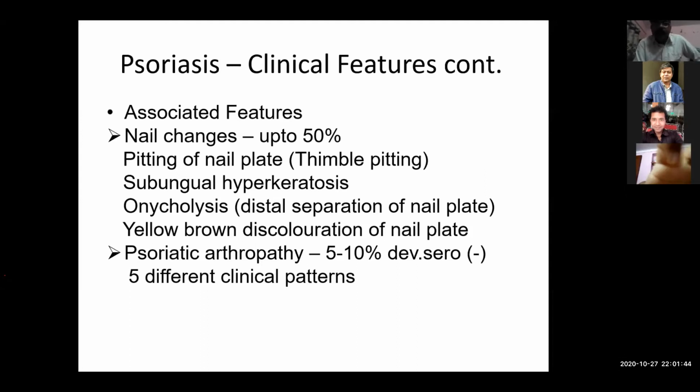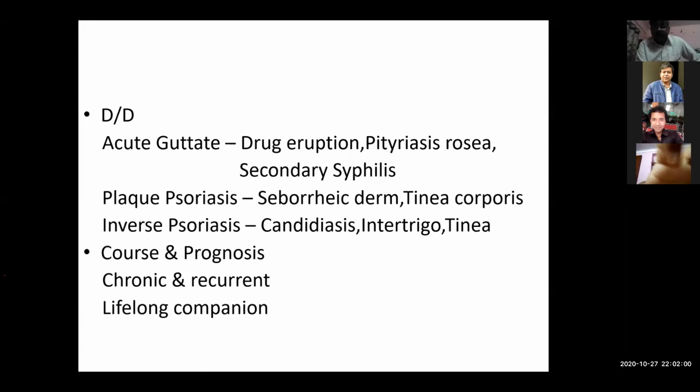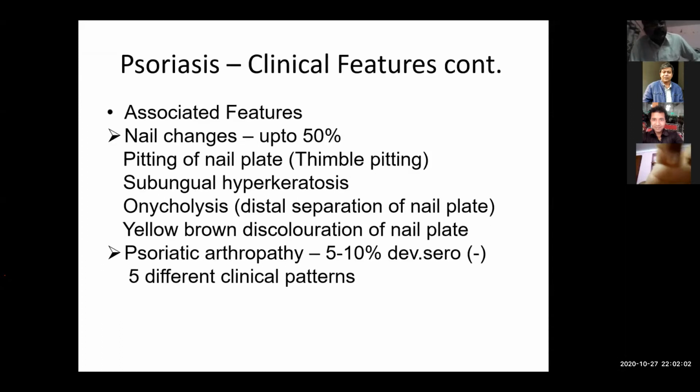Yellow brown discoloration of the nail plate is also an important criteria. Another important associated feature in case of psoriasis is arthropathy. Though seronegative, it can develop in 5 to 10% of cases. It has 5 different clinical patterns. We'll not discuss the different clinical patterns. If you have time, you can read up from standard textbooks, but it can be pretty debilitating also. It can only involve the phalanges, or it can be widespread, involving the entire limbs also and the spine too.